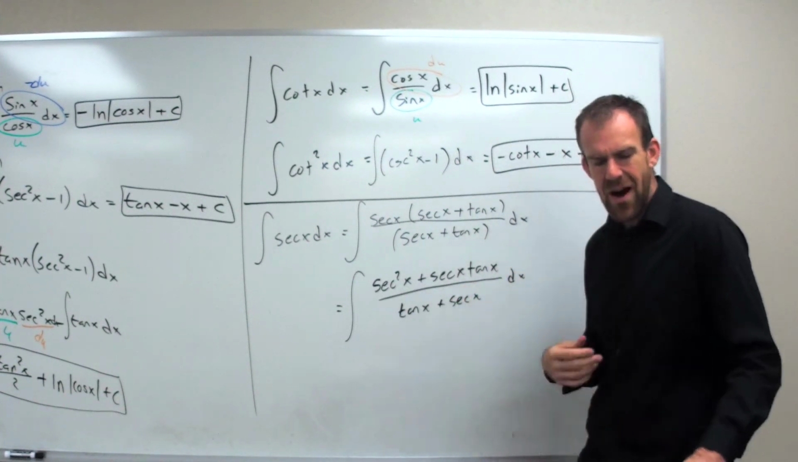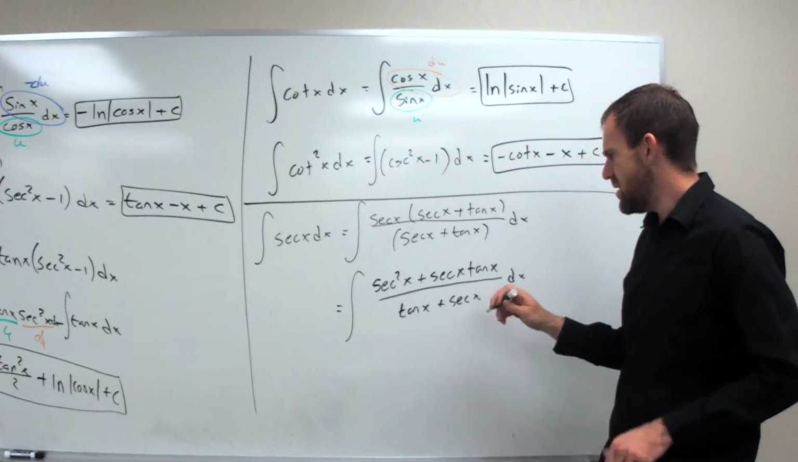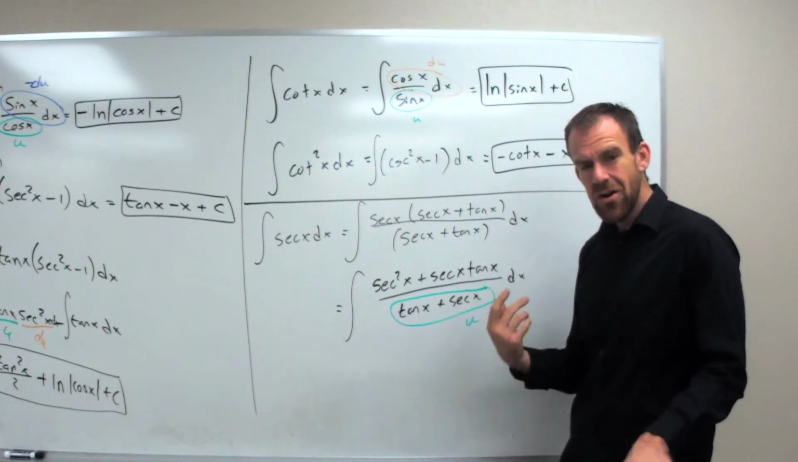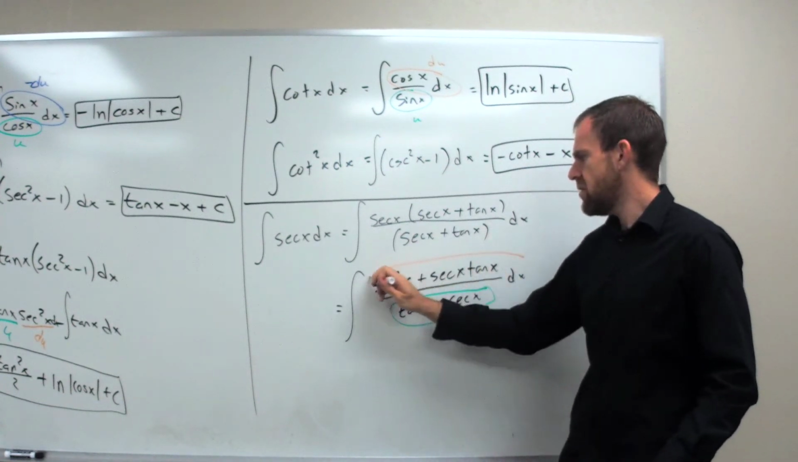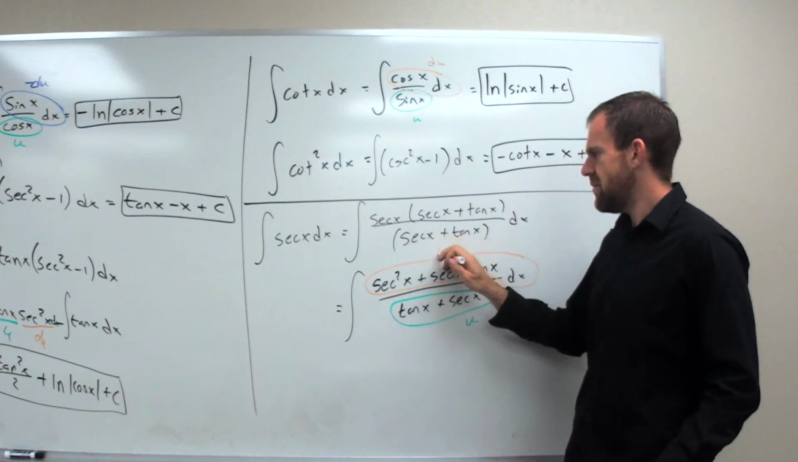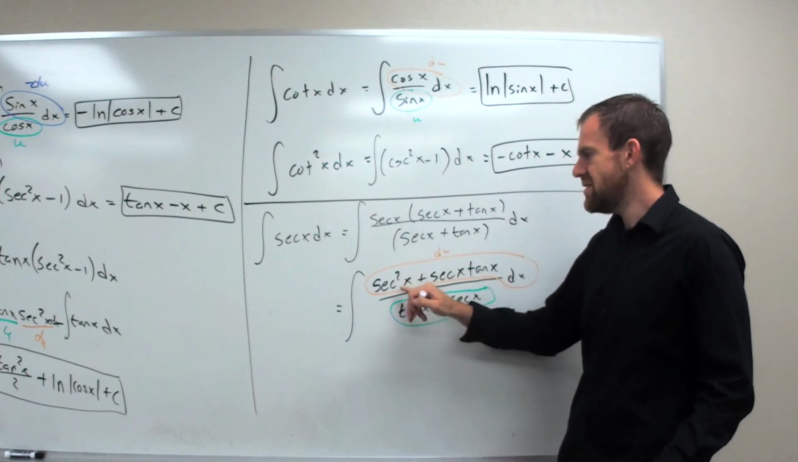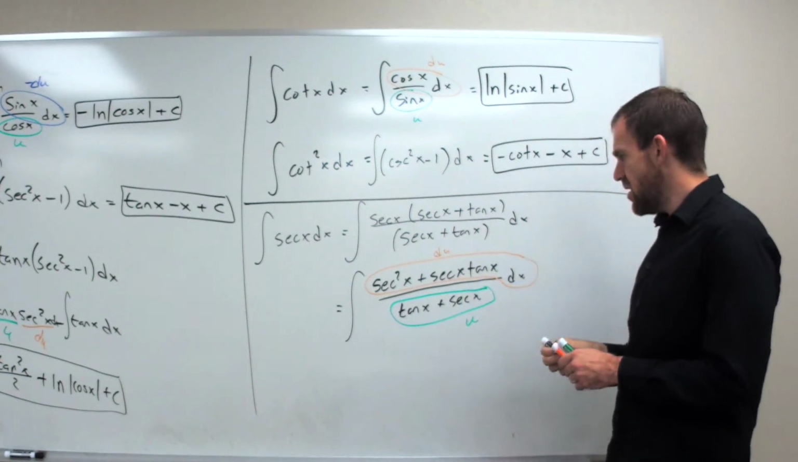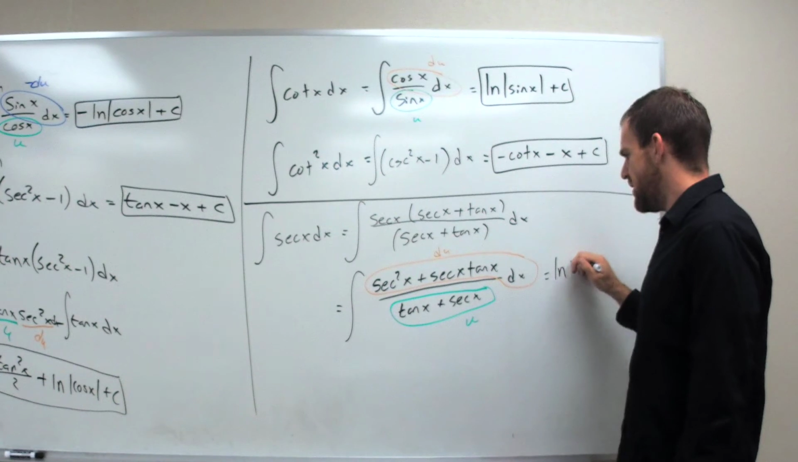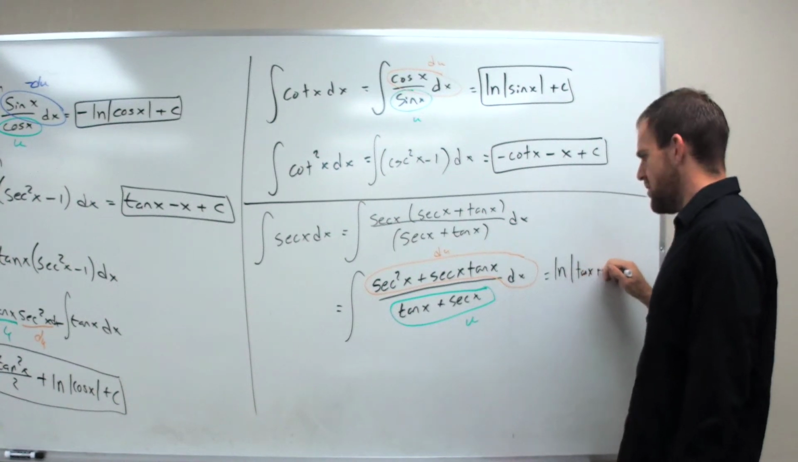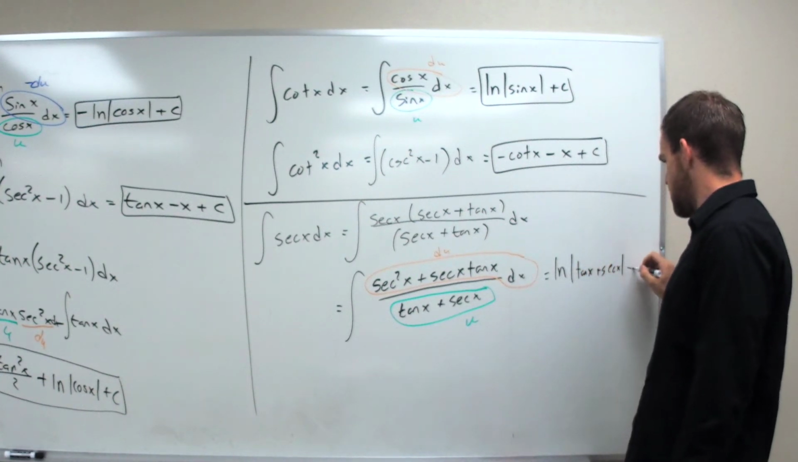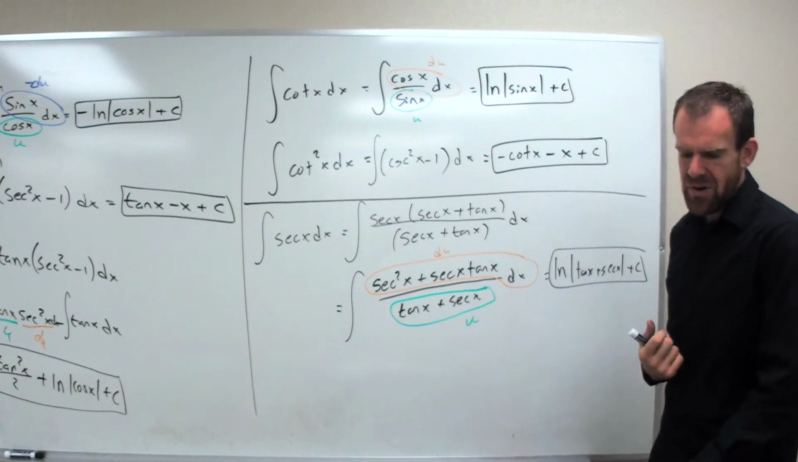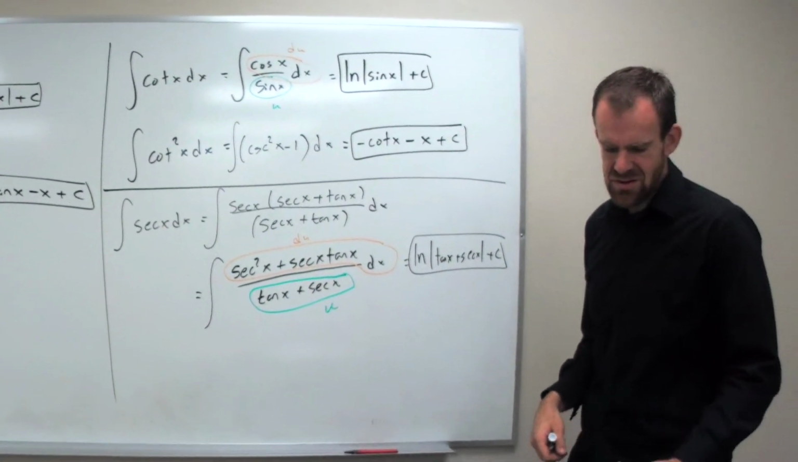Notice that by this substitution, the denominator can be u, and the numerator is perfectly the derivative of the denominator. The derivative of tangent is secant squared. The derivative of secant is secant tangent. So this simply equals ln of tangent plus secant. Strange, I know, but alas, that is the result.